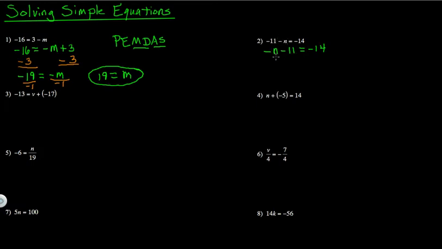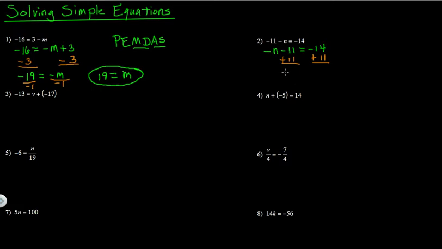Now I can see clearly what is being done to my variable. My variable is first being multiplied by negative 1, and then I am subtracting 11 from my variable. So that tells me exactly what I need to do to reverse that. So if I'm subtracting 11, I need to add 11. So I will add 11 to both sides.